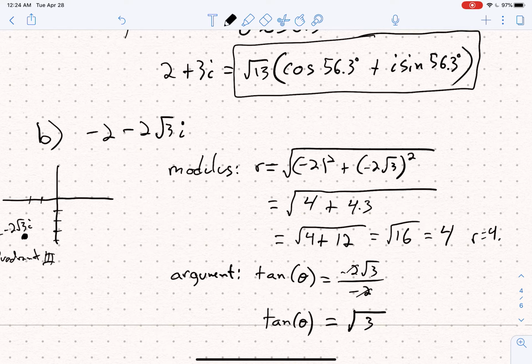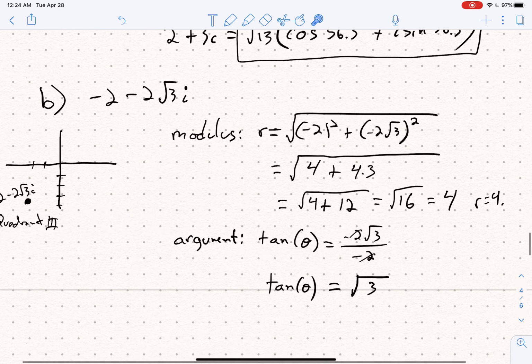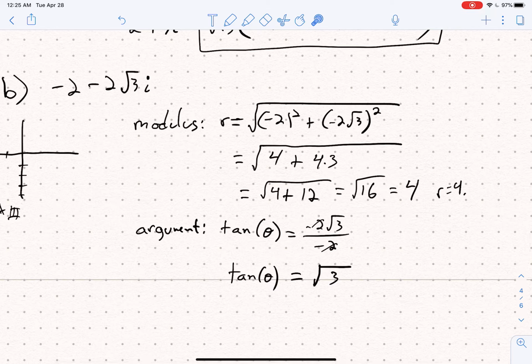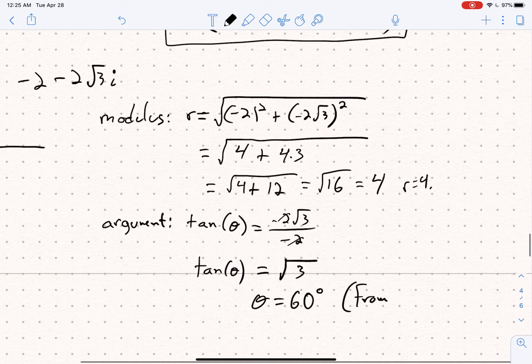Okay. This is one of the values of tangent that appears in our table of basic values. If you don't remember it, go back and read that table and put it into your head. Radical 3 is the tangent of the angle pi over 3, or 60 degrees. I'm going to work in degrees in this problem, so let's say that theta equals 60 degrees, and that's from the basic trig function values.